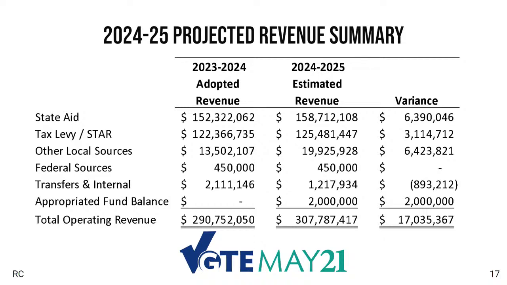The tax levy in the STAR, $125.4 million. As we've mentioned in other presentations, that is the cap. It is an increase of 2.55%. It is the allowable cap, and it allows us to put this out for vote with 50% plus one vote in order for the budget to be approved. Other local resources we've talked about. Federal sources, our Medicaid dollars, transfers and internal transfers are down a little bit because of our debt service.